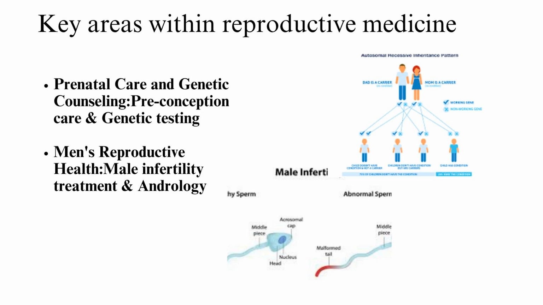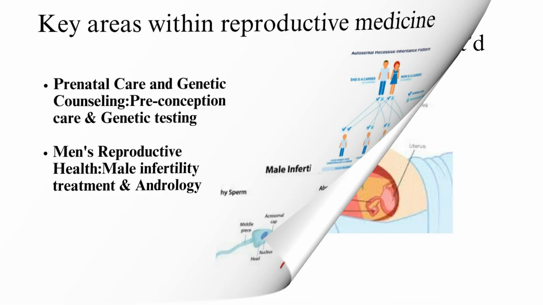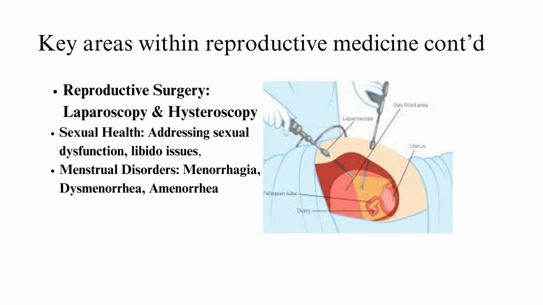Fifth, men's reproductive health. Male infertility treatment involves diagnosing and treating male infertility factors like low sperm count, erectile dysfunction, or hormonal imbalances. Andrology, the medical specialty focused on male reproductive health, including conditions like erectile dysfunction, varicocele, and testicular issues. Sixth, reproductive surgery, surgical procedures.